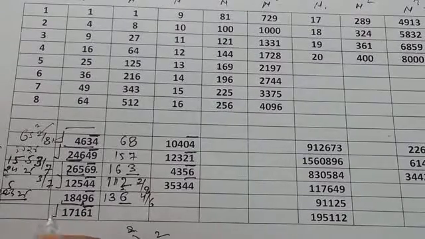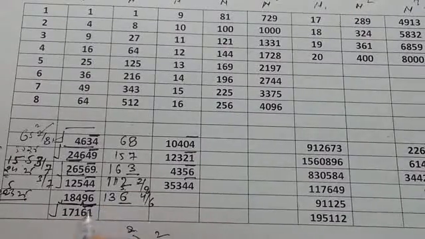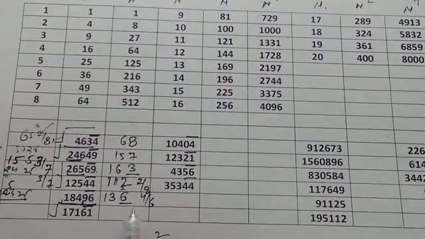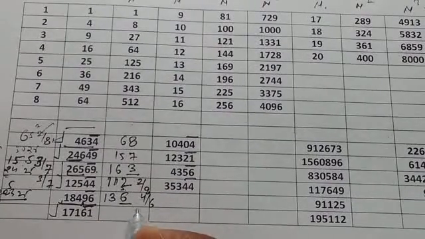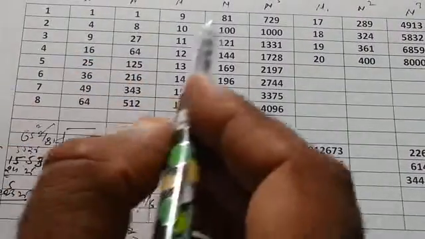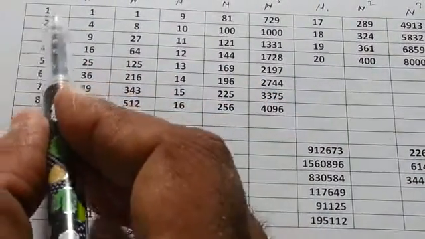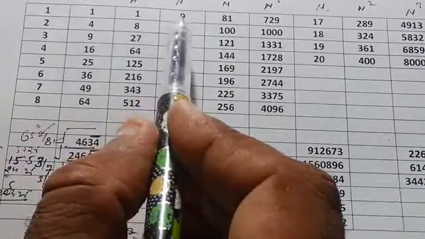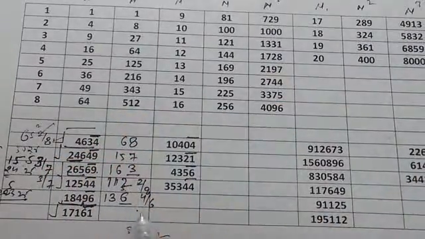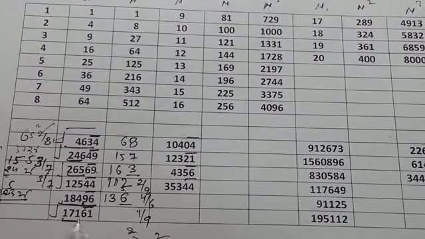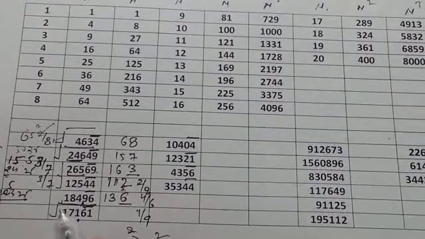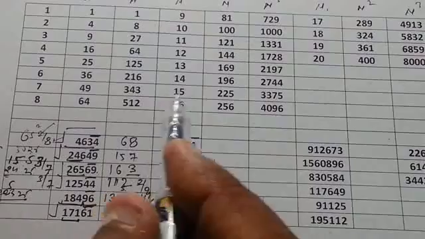Similarly for 17161, I need to find out the square root. So the number ends in 1. That means at the last I'll be having the digit either 1 or 9, because the square of 1 ends in 1 and the square of 9 also ends in 1. So at the very last I can have 1 or 9. And the first three digits are 171. So 171 is the square of the number that lies between 13 and 14.